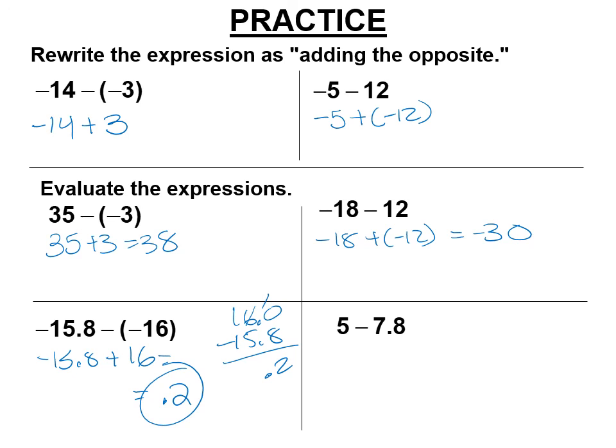5 minus 7.8. Now, truthfully, when I'm doing these myself, I know that it's going to be the opposite of 7.8 minus 5. Right? It's going to be the opposite of 2.8. It's going to be negative 2.8. Because you switch it around, you get the opposite answer. But let's just show adding the opposite, right? There you go, negative 2 and 8/10.